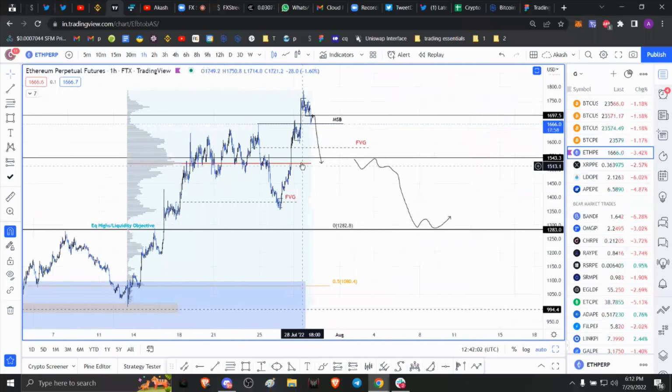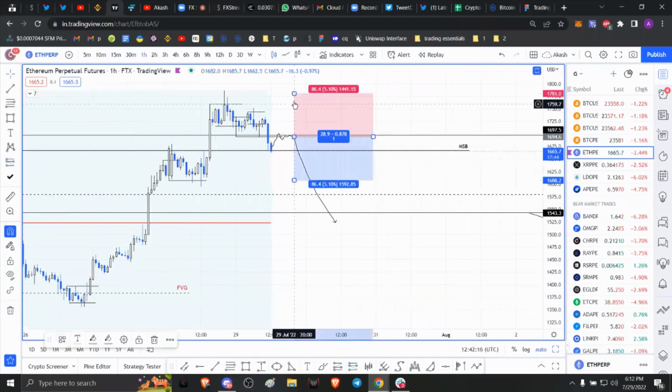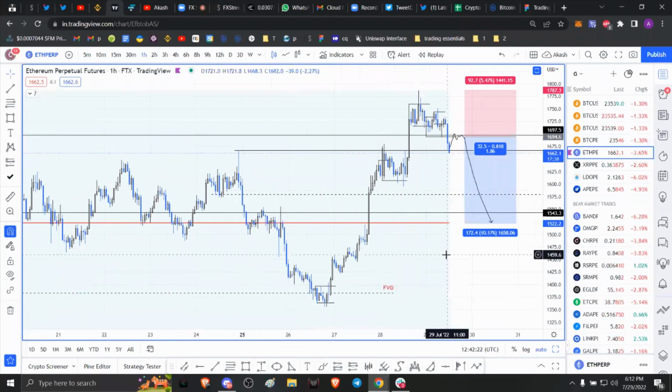The volume point of control is now at roughly 1523, very close. It coincides with the 1543 support level that I've drawn here. So if I do short this, I've already shorted Ethereum somewhere around here with my stop loss around here. This would be a good trade, a 1.86 R trade. But it doesn't stop here.